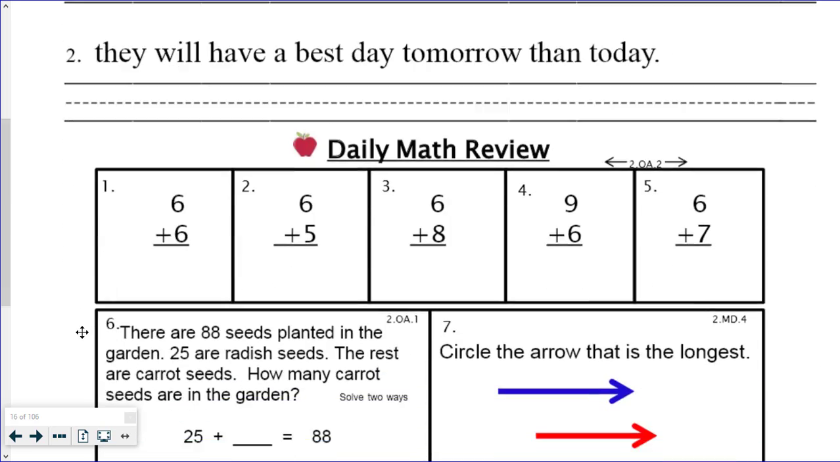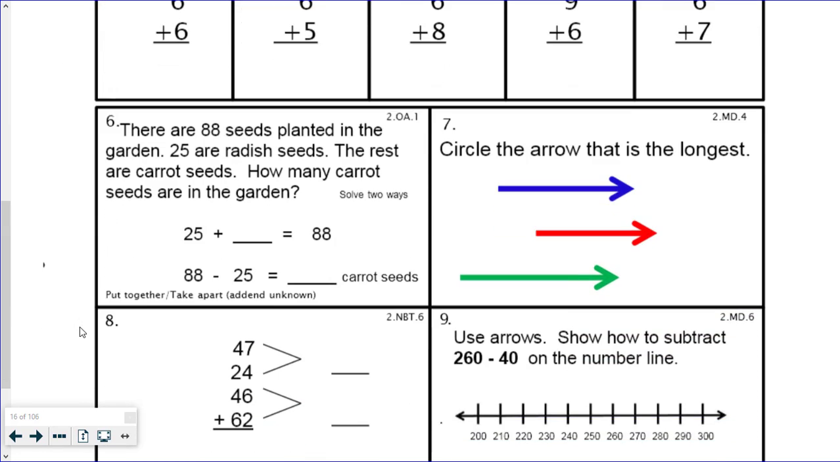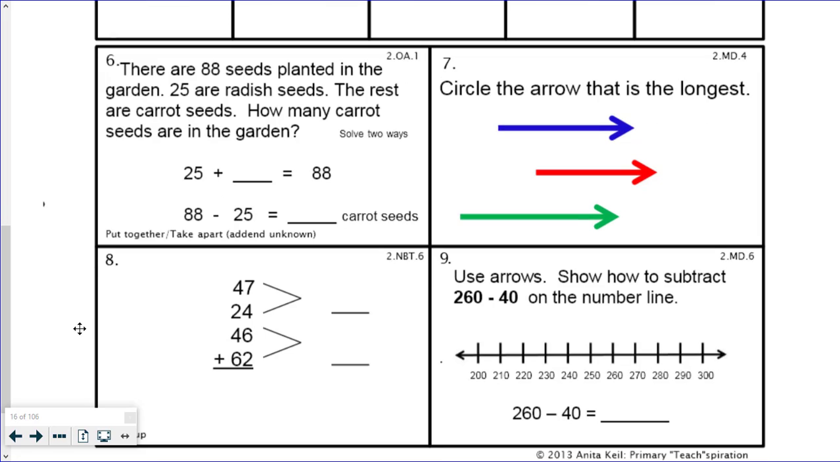Scroll down. Looks like we've got some addition problems for our daily math review. You know what to do there. Number 6, we have a story problem. There are 88 seeds planted in the garden. 25 are radish seeds. The rest are carrot seeds. How many carrot seeds are in the garden?